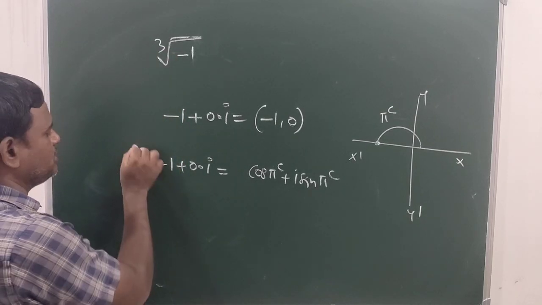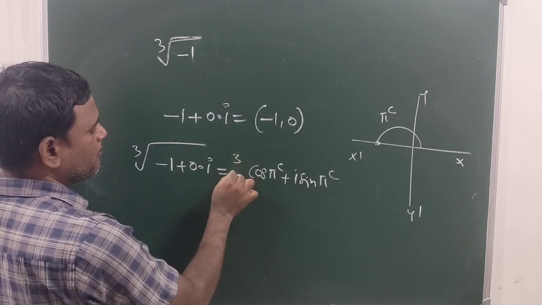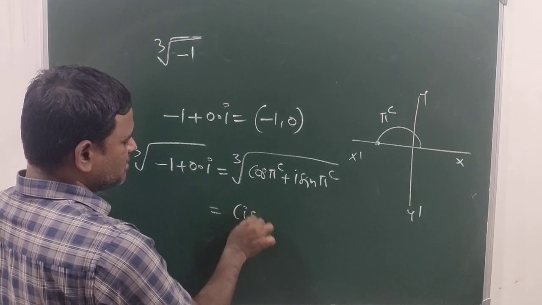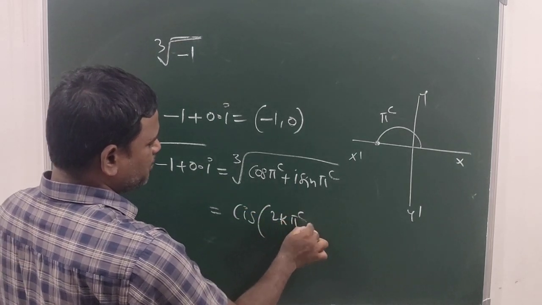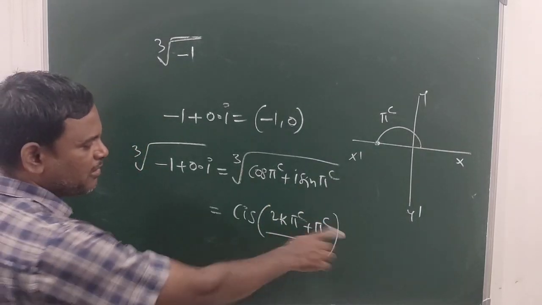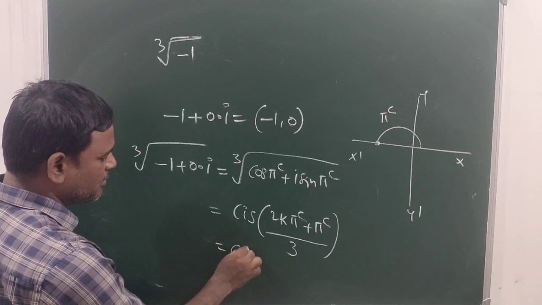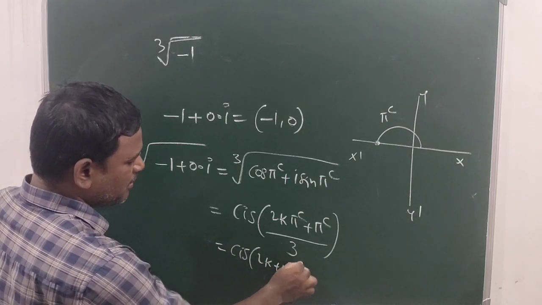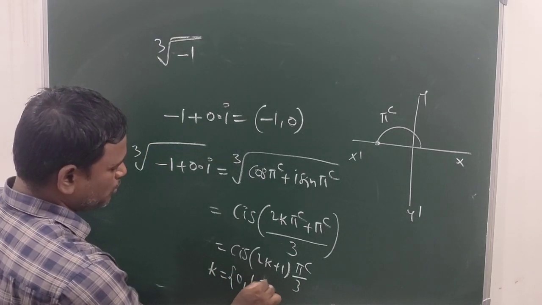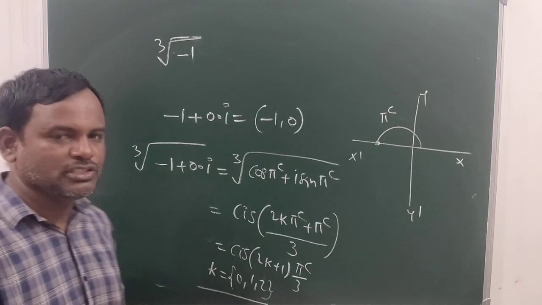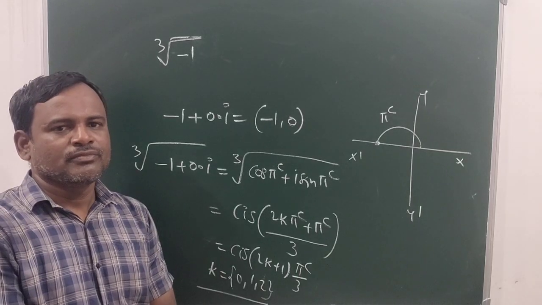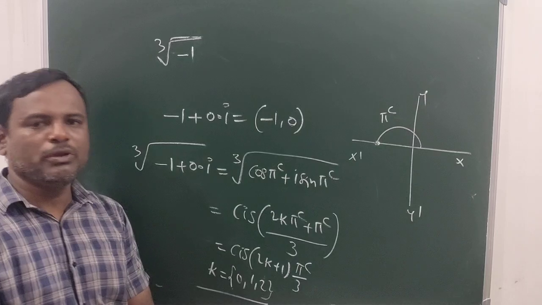Now apply the cube root for this. The magnitude is 1, so no need to write that magnitude. So cis of 2k pi radians plus pi radians, by 3. Take pi by 3 outside: cis of 2k pi plus 1 pi radians by 3, where k will take the values 0, 1, 2. If you keep on substituting 0, 1, 2 here, you will get 3 solutions for the given complex number. I hope you have understood.